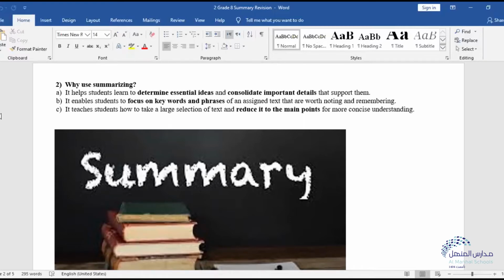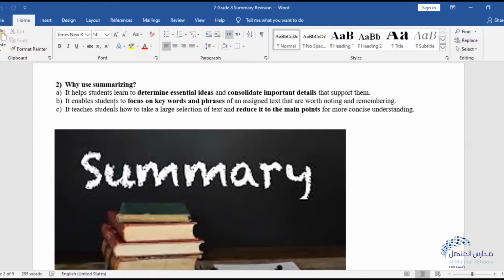Now, why do we use summarizing? Summarizing helps students to learn to determine the essential ideas and to consolidate important details that support them, right? So when you're summarizing, you're only looking at the important ideas, the main ideas, the facts, and the details and statistics and information that supports those facts, right? Nothing else, nothing outside of that.